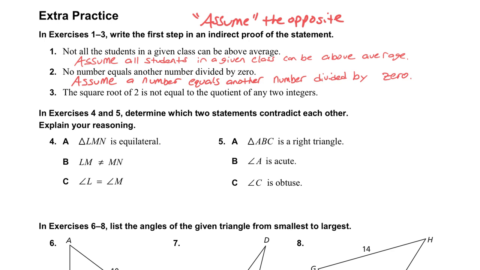All right, the last one. It says the square root of 2 is not equal to the quotient of any two integers. So we want to assume the opposite. So we're going to assume the square root of 2 is equal to the quotient of any two integers.